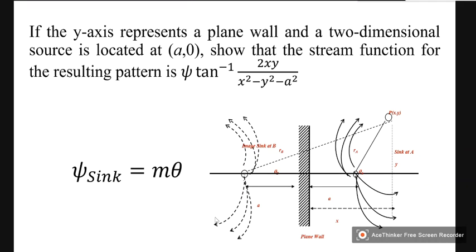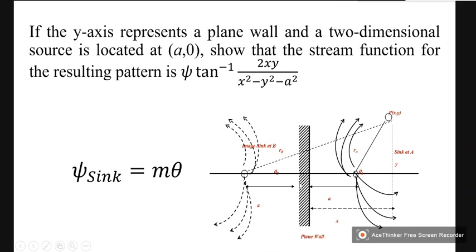Now actually this is a problem related to what is known as images. When you have a plane wall or a boundary, and at some distance from it you have either a source or sink or vortex, whatever it is, the presence of this wall will interfere with the flow.